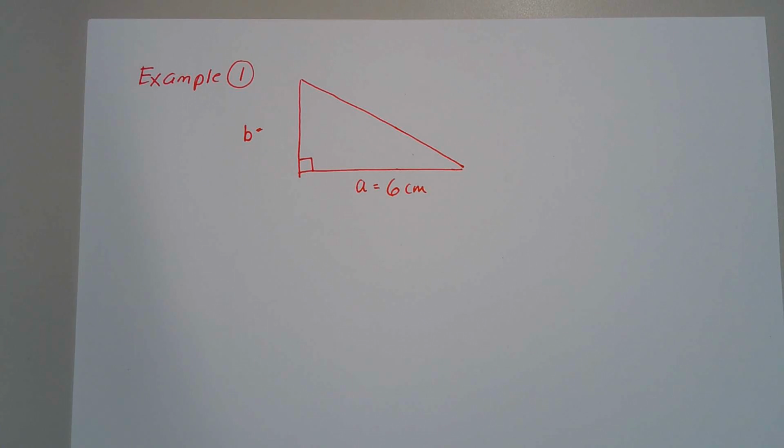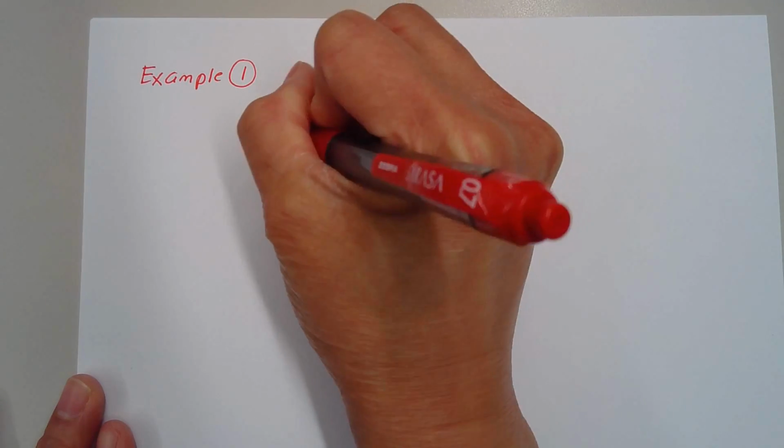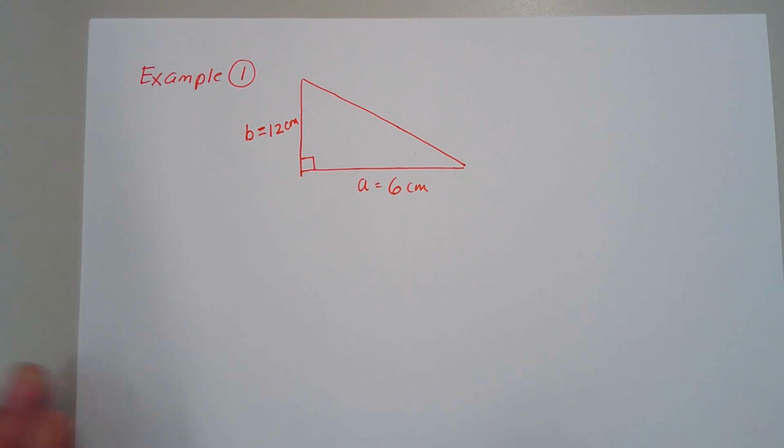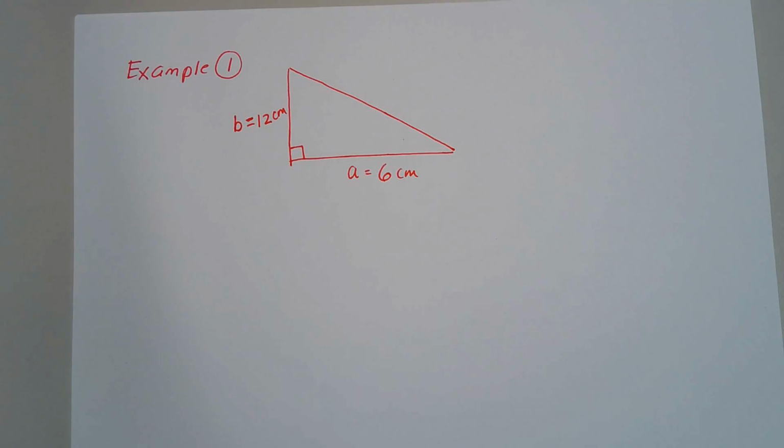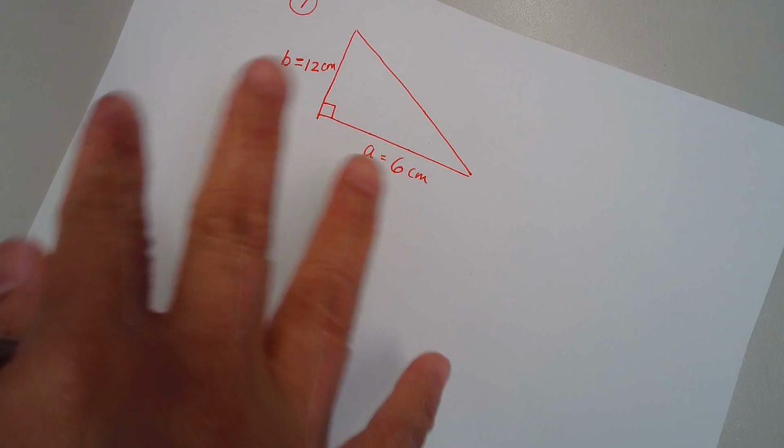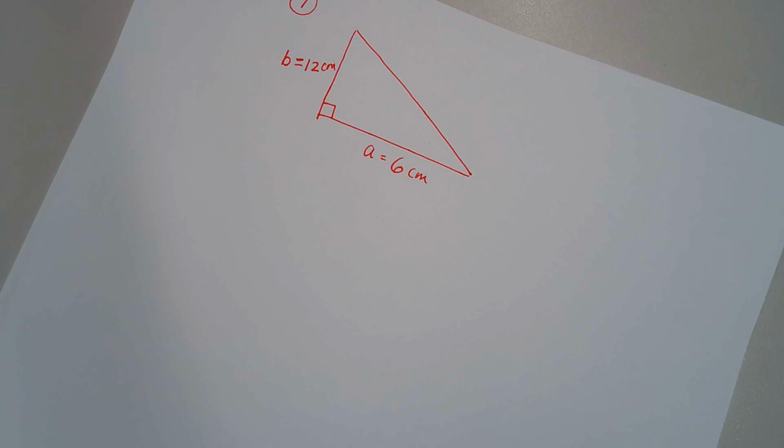Can you give me a number between 10 and 15 for B? 12? Okay, 12. So 2 people from our class. Now that doesn't look like a 6 centimeter and a 12 centimeter. That's okay. Our picture might be a little bit weird.